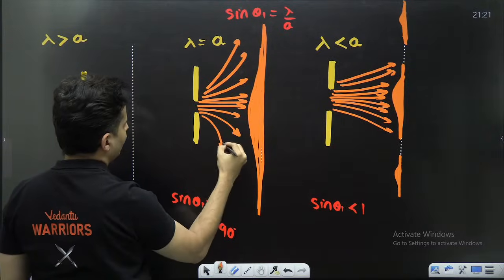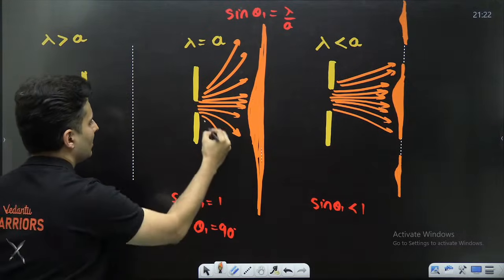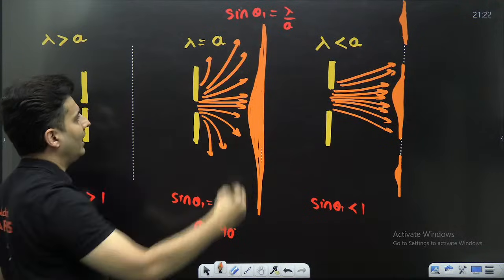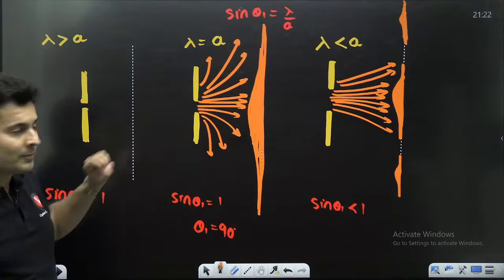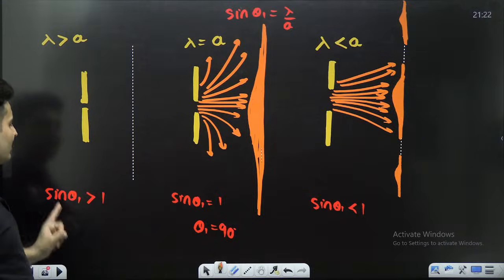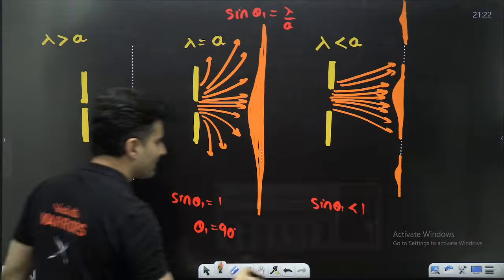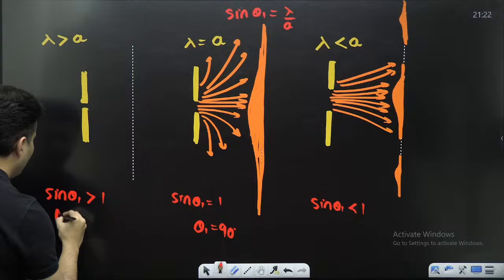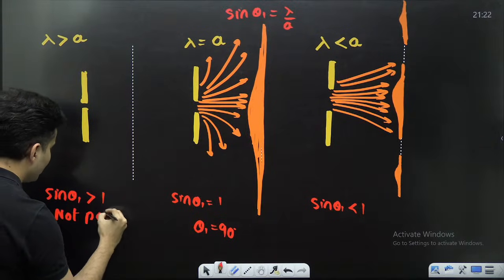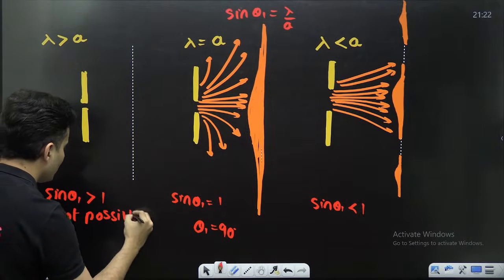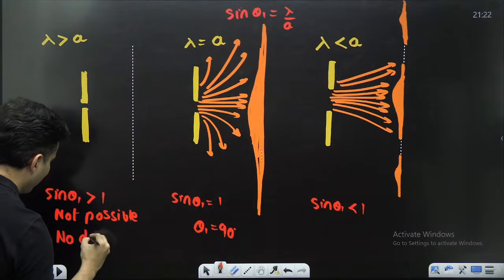Almost literally everywhere the light has spread. More spreading has occurred. Here sine theta is more than 1. It is not possible. That means no diffraction.